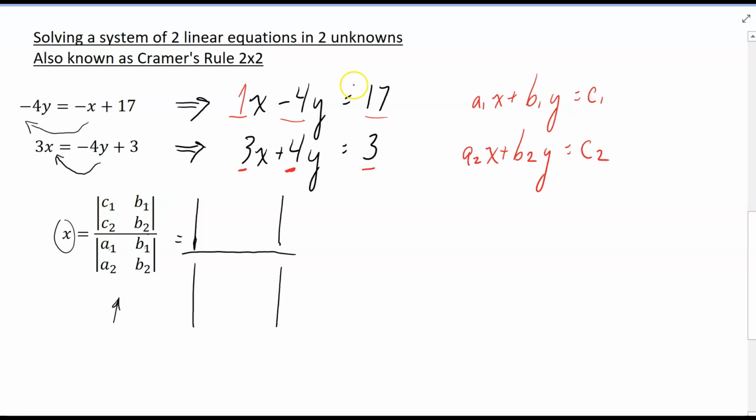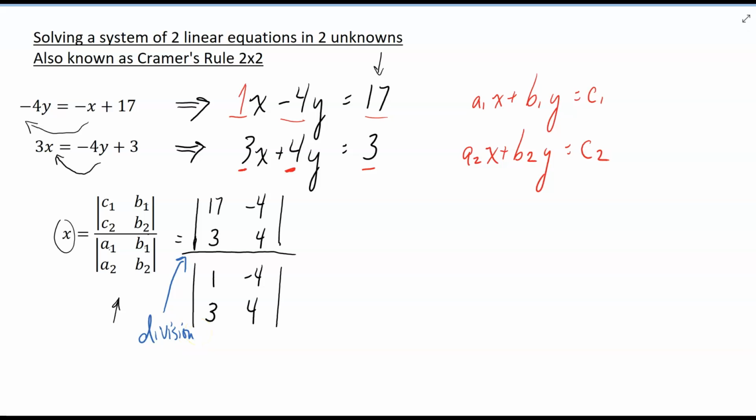So C1, C2, these are the C values here. So we have 17, 3. And then B1, B2, well, that is -4 and +4. And in the denominator, we need to put the A1, A2, this is 1 and 3, and B1, B2, which is -4 and 4. Okay, to get this x value, we will have to evaluate 2 separate 2 by 2 determinants. And then in between them, there is a division.